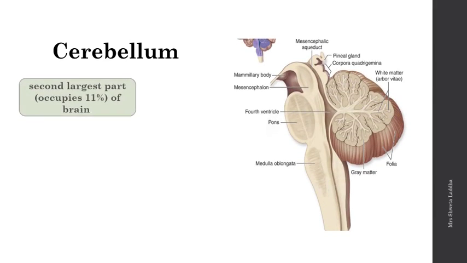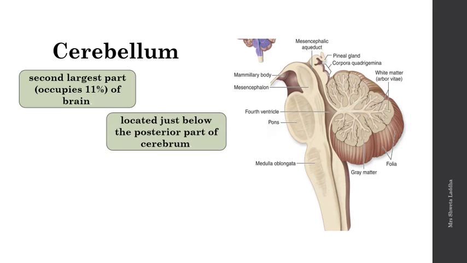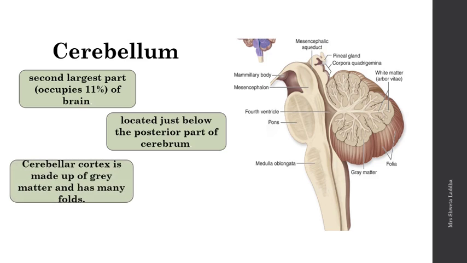Now we'll talk about the second most important part of the brain, which is cerebellum, and it is the second largest part of the brain, occupying almost 11% of the brain. So such a large part after cerebrum. It is located just below the posterior part of the cerebrum. Cerebral cortex is made up of gray matter and has many folds. So it is similar to cerebrum. Cerebellum and cerebrum, in regards to gray and white matter, it is similar.